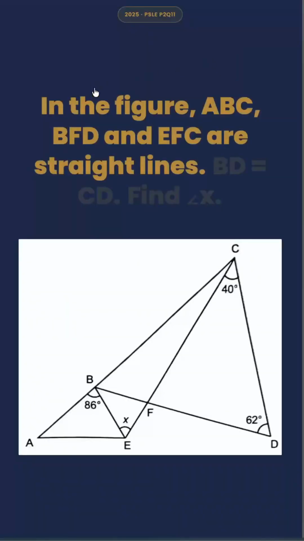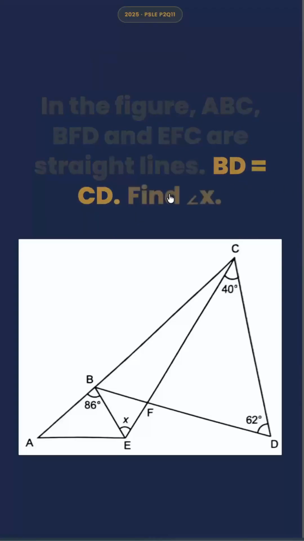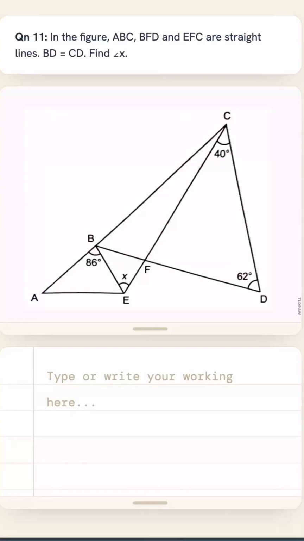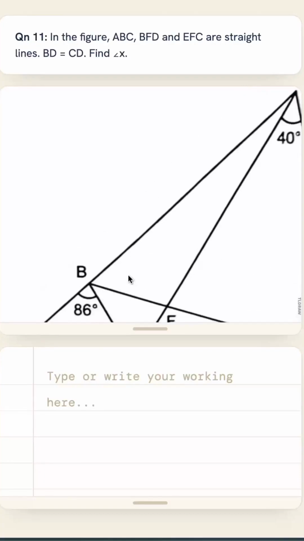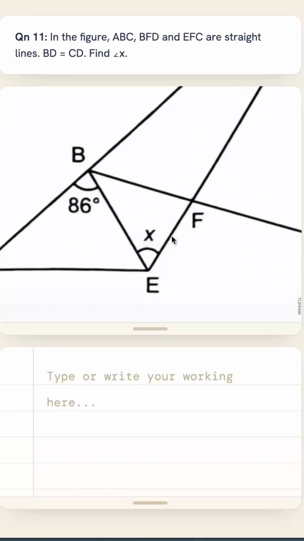Question 11. In the figure, ABC, BFD, and EFC are straight lines. BD is equal to CD. Find the angle X. So whenever you see this kind of angle question, always look at angle X and figure out an equation on how to get angle X.